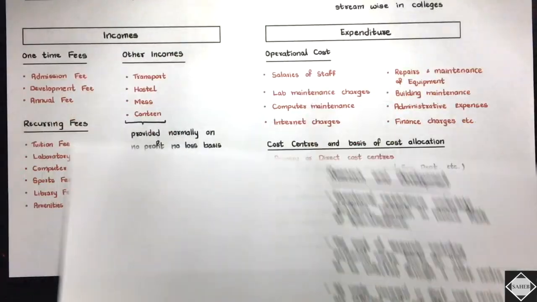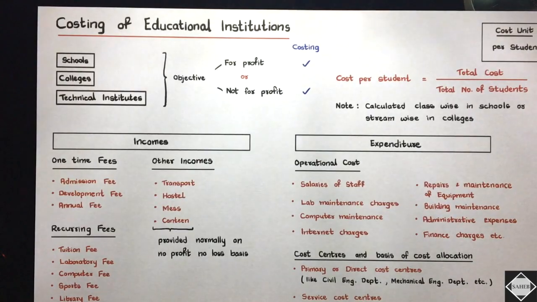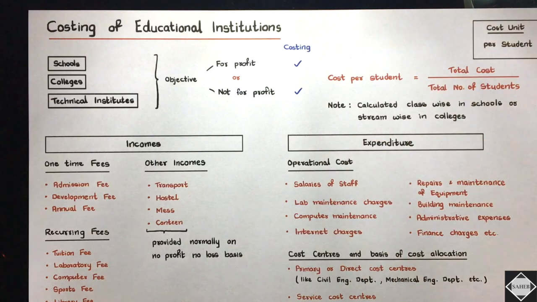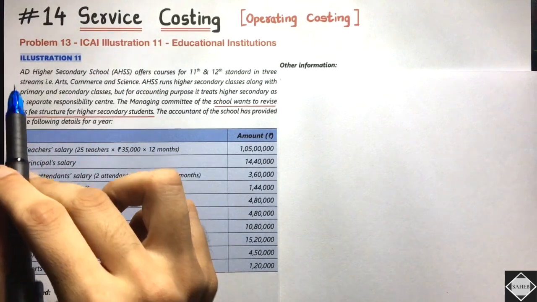So this was the concept of educational institutions. Now let's go back and analyze that question, Illustration 11 from the ICAI study material, and then you will understand how to do this. Okay, it's really simple. The main thing is this only. Rest everything is just for your understanding, right? Okay, that's it. Now see here, let's read this question.